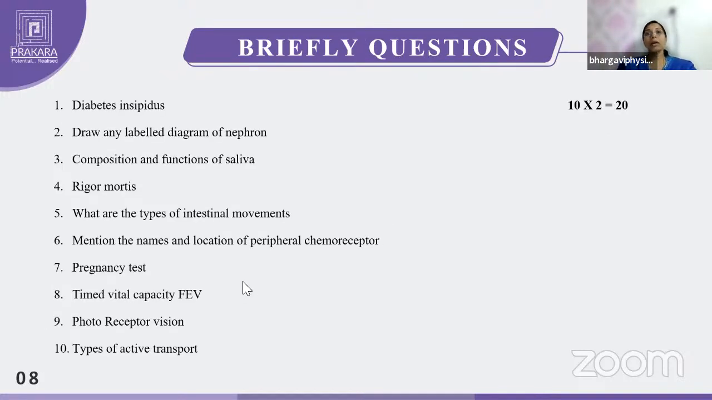Next we are going for the 2 marks questions, brief questions. Here the first one is diabetes insipidus. So what is the cause for diabetes insipidus?